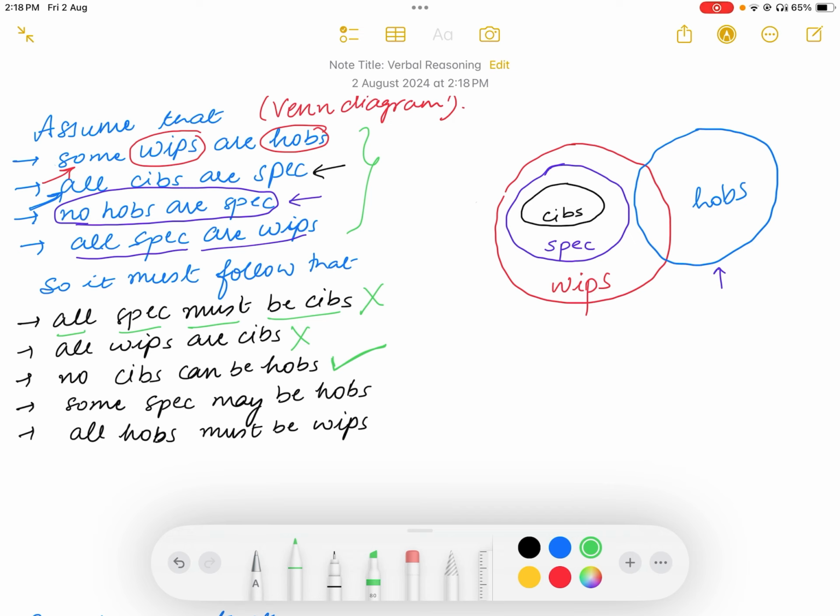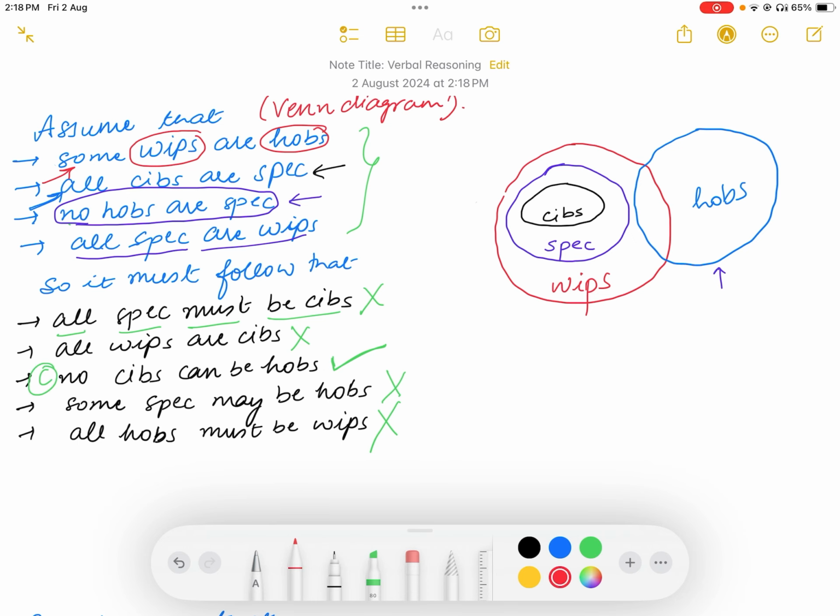Some spec may be hobs. No, this is wrong because it's given no hobs are spec. So there's no hob lying in the set called spec. Finally, all hobs must be whips. No, it's given that only some whips are hobs, so it can't be that all hobs must be whips. Hence it is C.